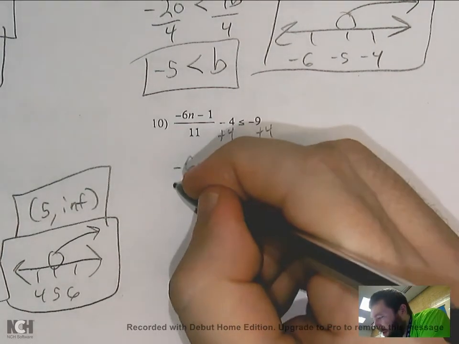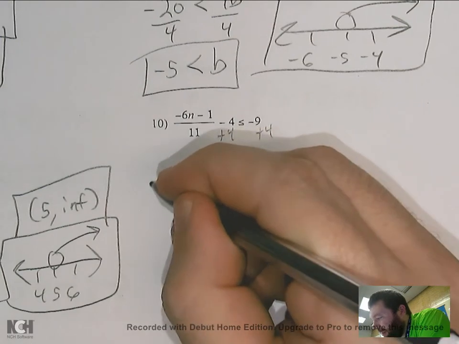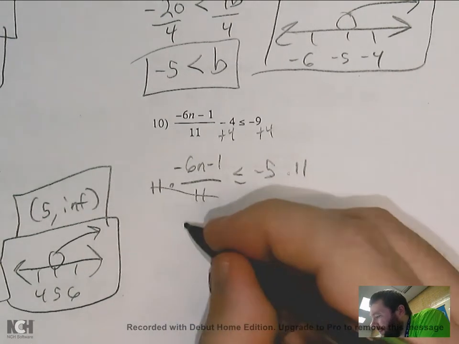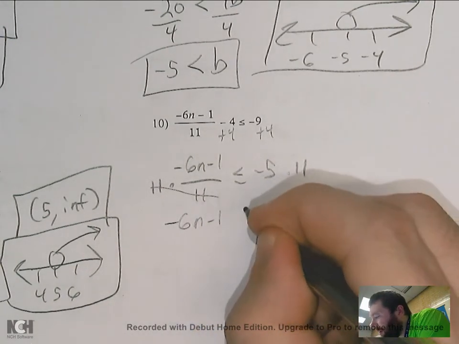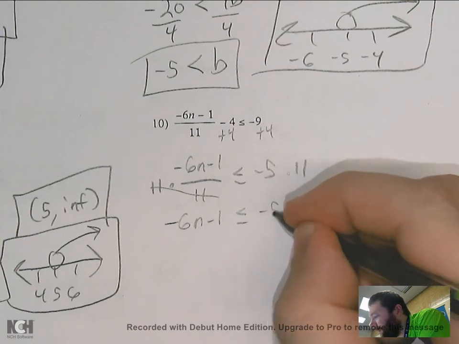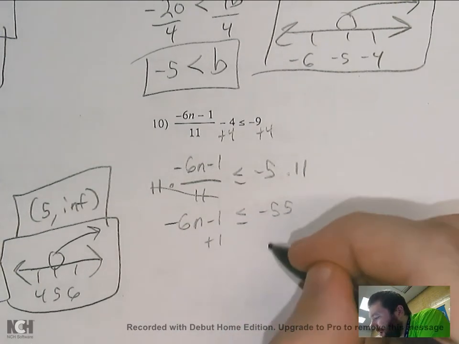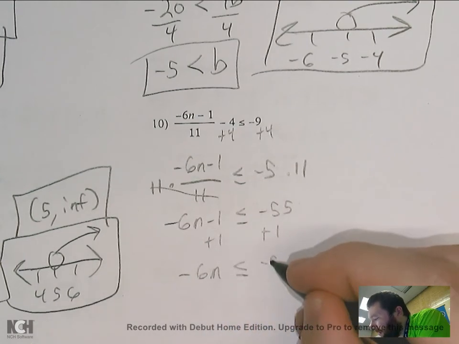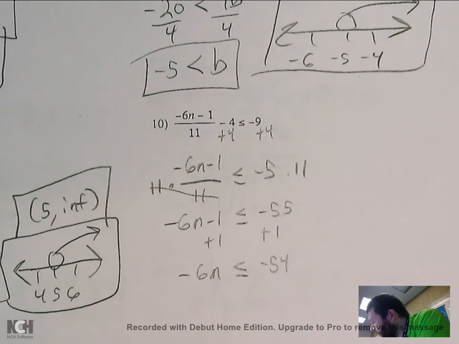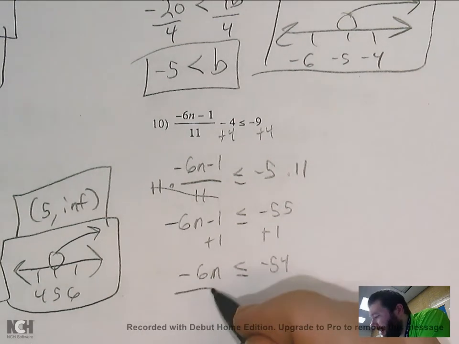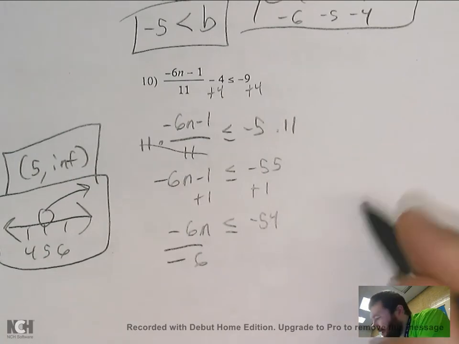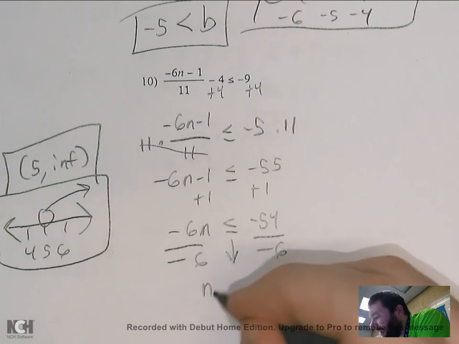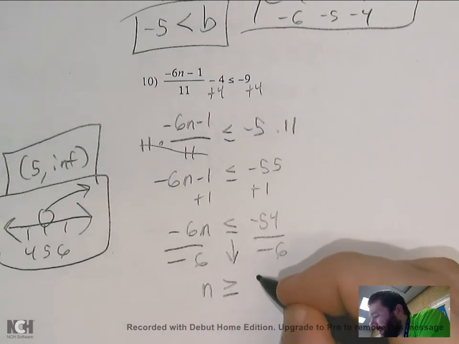Then we're going to get rid of the creeper, the guy that's dividing, because again, you can't move anything while it's being divided. So we're going to multiply by 11, cancels out here. You're left with negative 6n minus 1 is less than or equal to negative 55. Then you're going to add 1 to each side, gives you negative 6n less than or equal to negative 54. And then we're going to divide by a negative 6. And we're dividing by a negative to each side, so the sign has to flip and n is going to be greater than or equal to positive 9.